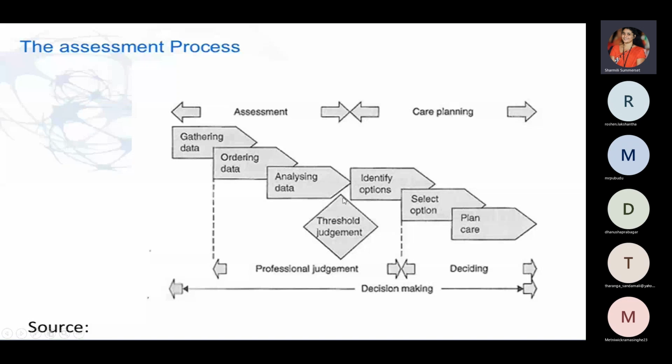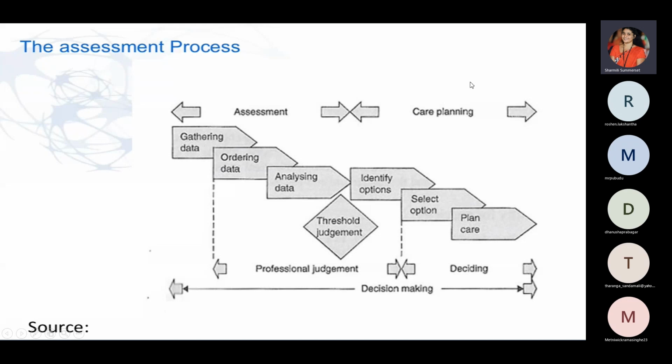What options are available? You need to identify all the options that are available. And among those options, you are going to think critically. You are again going to analyze critically and you need to identify or select the appropriate option for the particular problem. And once you identify the option, then you can develop a care plan. So this is what we call an assessment process.